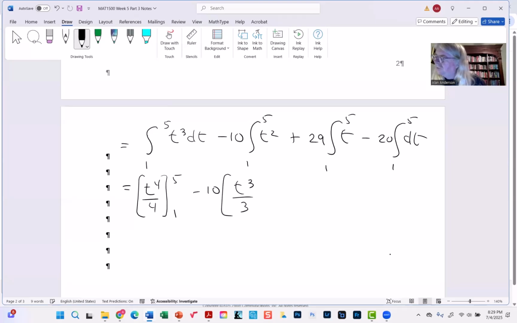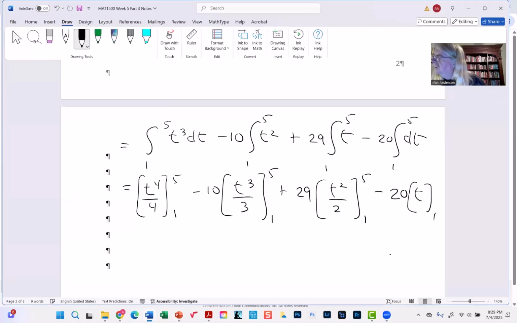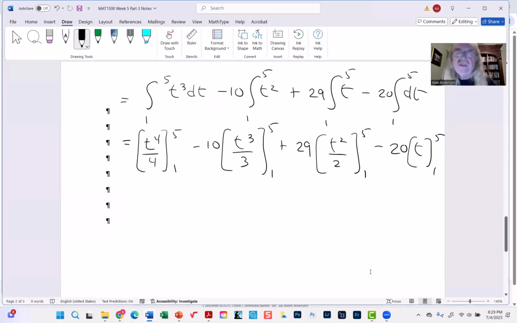Here we have t cubed over 3, t squared over 2, and then this one is just t. All right, so using the first fundamental theorem of calculus, we're going to do this. By the way, it might be easier if you factor out the constants from these expressions, but it's not absolutely necessary. Well, let's see how it goes.